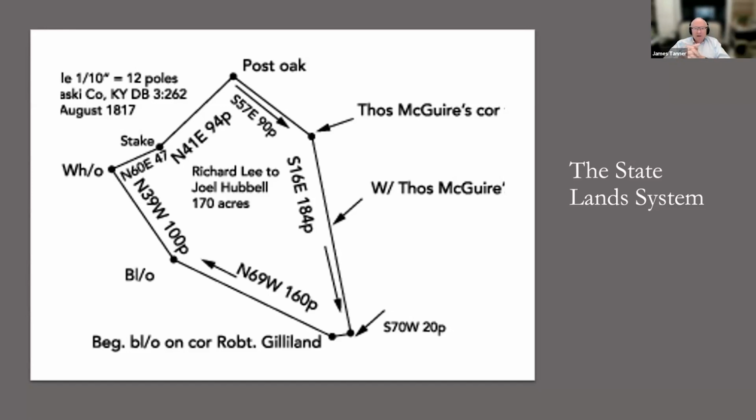So here we have Richard Lee in the middle, and you can see that there's Thomas McGuire and Robert Gillian, and there's some other people that aren't necessarily identified on this particular drawing. So this is the state land system, and it's fairly complicated.